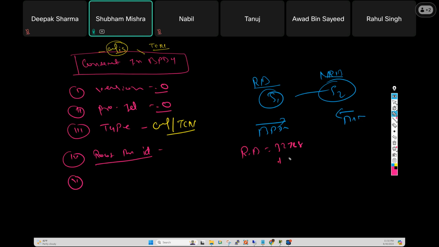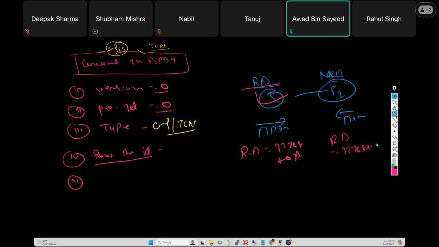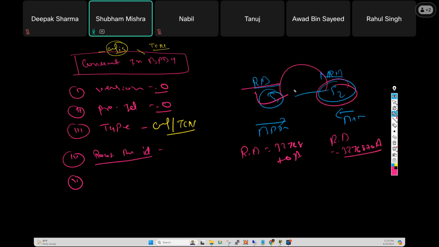32768 plus 0A, because switch number 1 is the root bridge. Yes or no? Yes. And when switch number 2 sends the BPDU, what is the root bridge ID? 32768 plus 0A, because switch number 2 also accepts who is the root bridge? Switch number 1. Are you getting my point? Yes or no? Yes, sir.